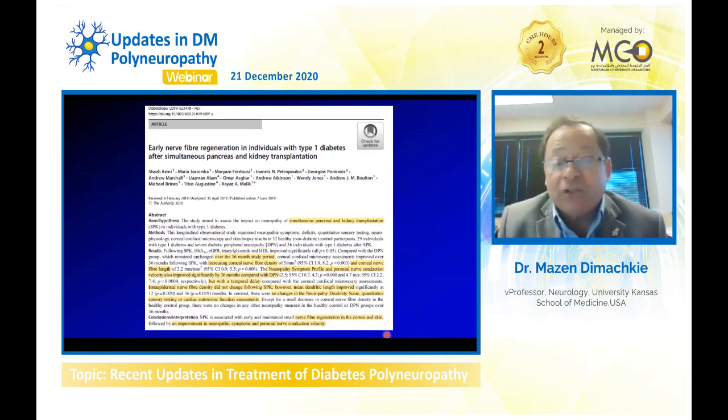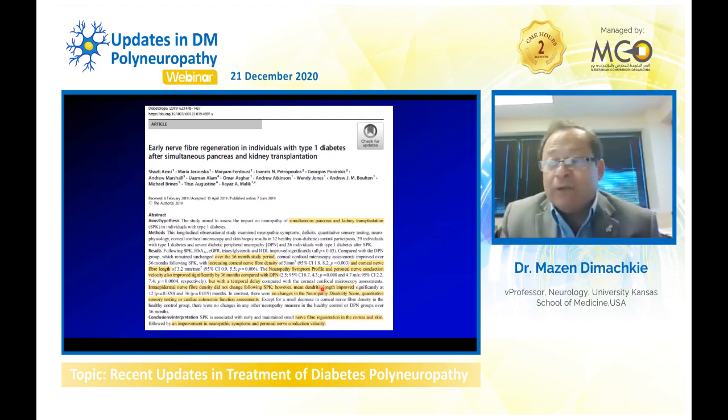This was published last year in Diabetologia. I thought it was important to bring that up as I was preparing this talk for this audience. Over 36 months after kidney-pancreas transplant, there's increased fiber density in the cornea. Neuropathy symptom profile improves. The peroneal nerve conduction velocity also improved. In the skin, even though it didn't get better, it didn't get worse; it stayed the same. And there was some improvement in other features, such as dendritic length.